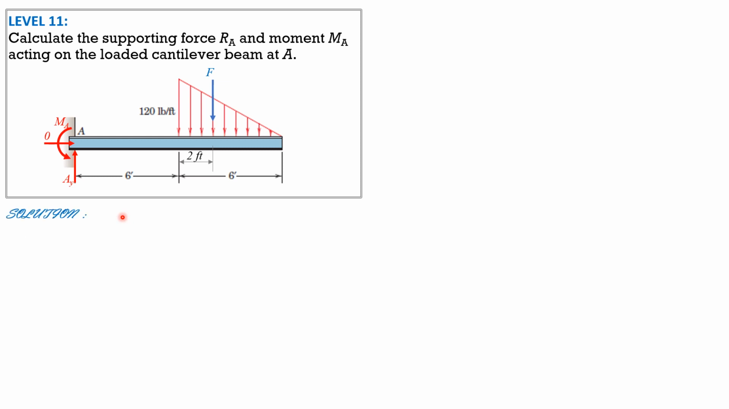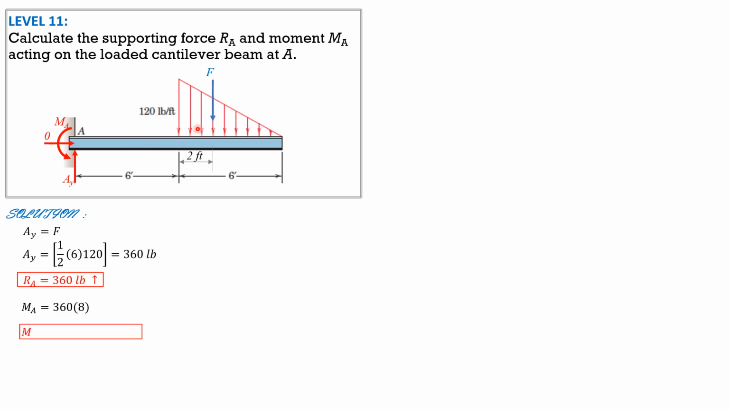So for the solution, AY equals F, then F is the area of this loading diagram, 1/2 of 6 times 120. So therefore, AY equals RA equals 360 pounds upward. Then for MA, we sum up moment about A, so MA equals F times 8. MA equals 360 times 8. So MA equals 2880 pound-feet counterclockwise.